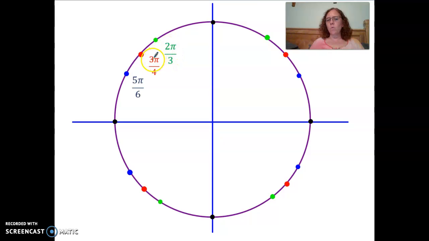Now let's figure out what's going on with the numerators. Look at the relationship between the numerator and the denominator. If you notice in this quadrant, the numerator equals the denominator minus 1, and then there's a pi after that. Denominator minus 1 times pi. So 6 minus 1 is 5, 4 minus 1 is 3, 3 minus 1 is 2.